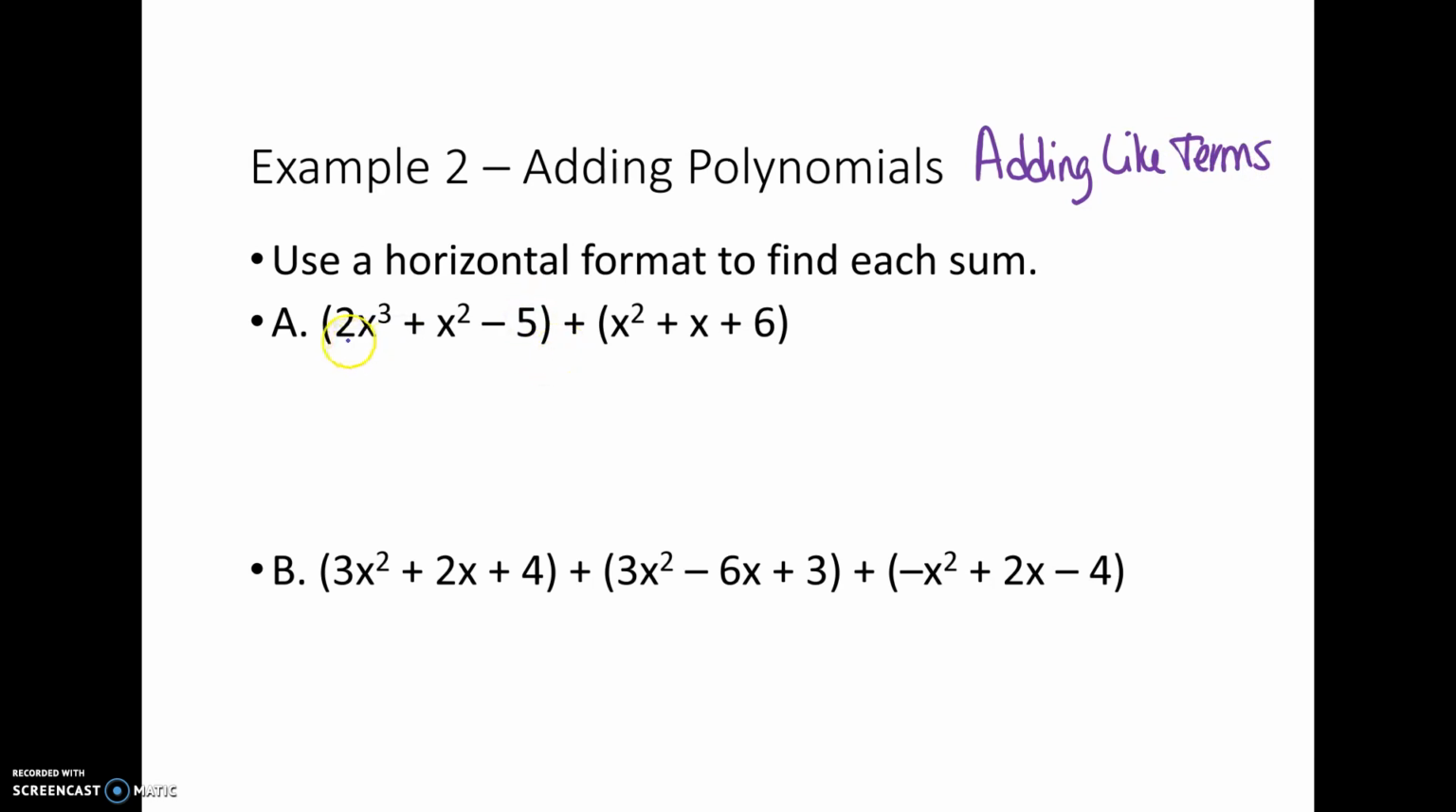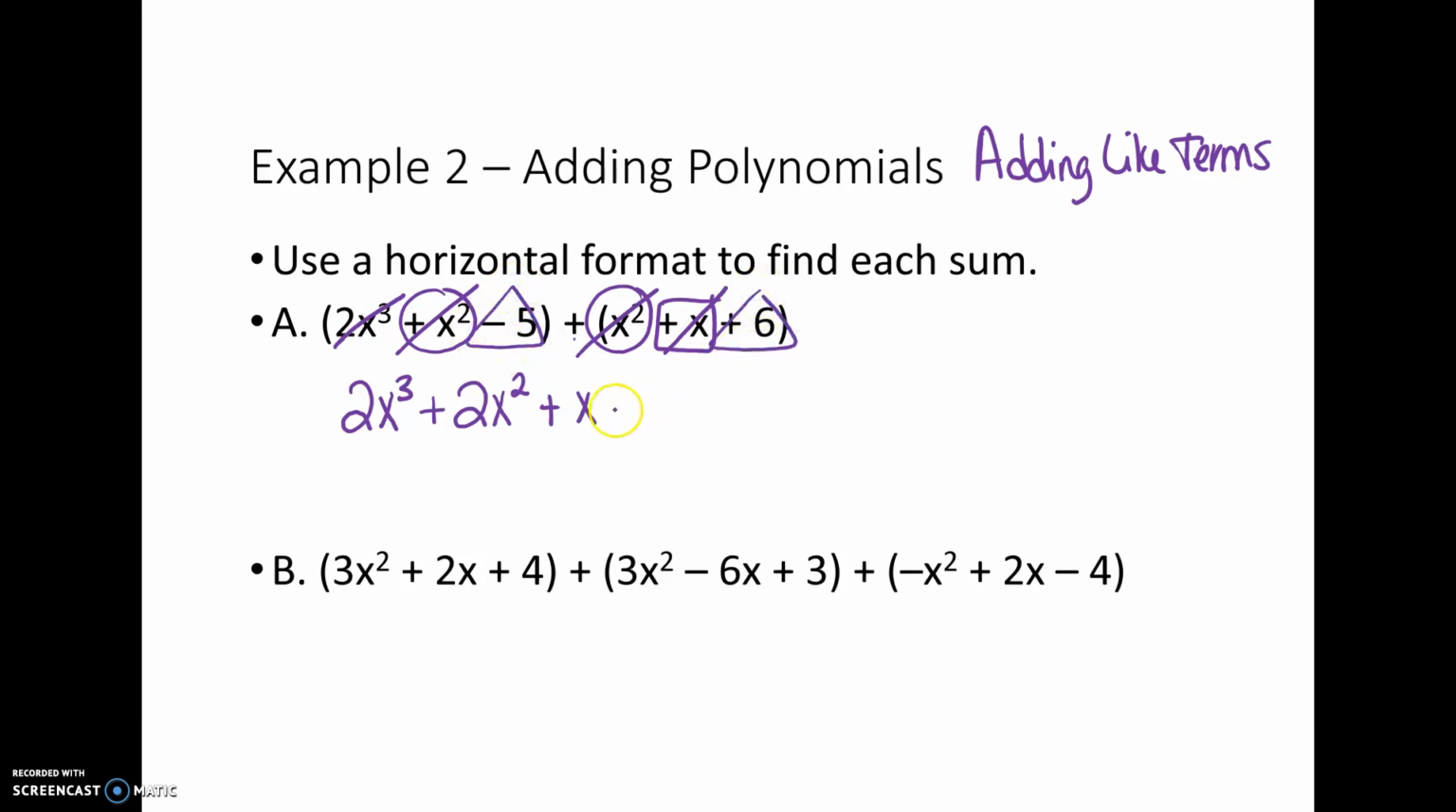The parentheses simply mean this is a trinomial, this is a trinomial, and we're going to add those two trinomials together. So we start with x to the 3rd. There's nothing that matches that, so we're done with that one. Next, x squared. We've got x squared and another x squared. That would be 2x squared. Then we would do x's. The only x I see is here, so we have +x. And then our numbers last. We've got -5 and +6. That would make +1.